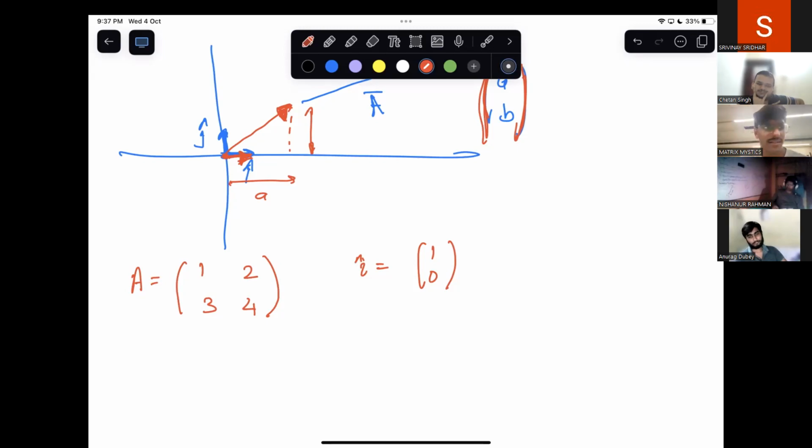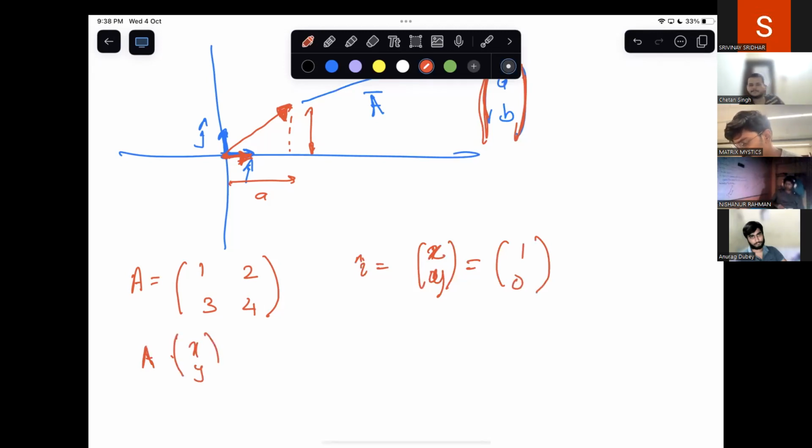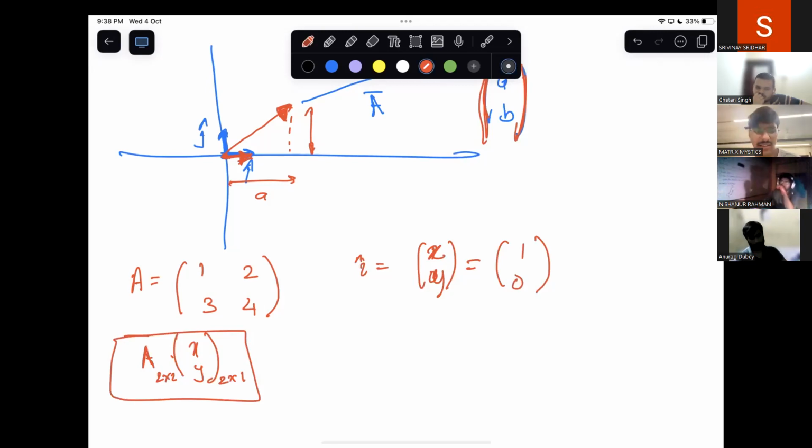Now we can just forget for a minute that this 1 0 is a vector. We consider it as just x comma y. Now I'll multiply matrix A with whatever we have, x comma y. A is a 2 cross 2 matrix and this is a 2 cross 1 matrix, which ensures that this matrix multiplication is actually possible. So I'll now multiply this.